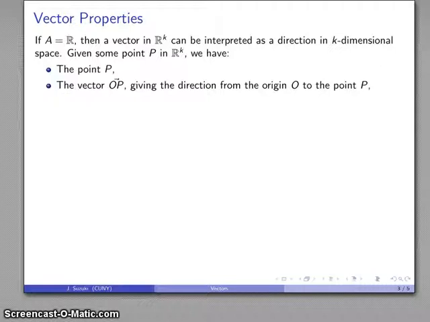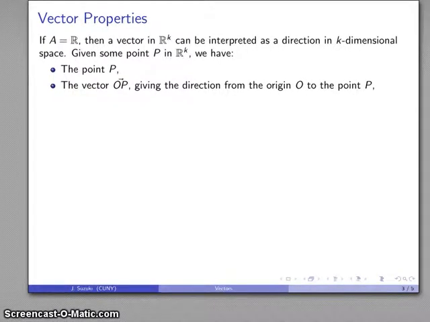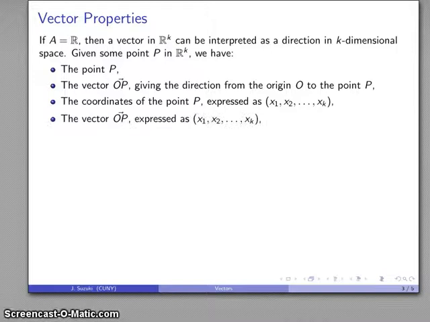We have the vector OP giving the direction from the origin of our Cartesian coordinate system to wherever the point P is located. Now that's just the geometry of the situation, so I can also talk about the coordinates of the point itself, which we can express in our standard form as an ordered k-tuple. And finally, I can talk about the vector itself, which I can express as an ordered k-tuple. Now, if you're paying attention, you might notice there is a little bit of a problem here in that we're using exactly the same notation to indicate the point as we are to indicate the vector.